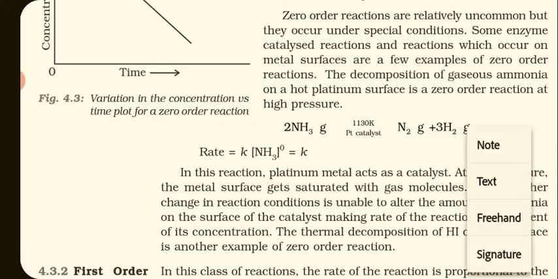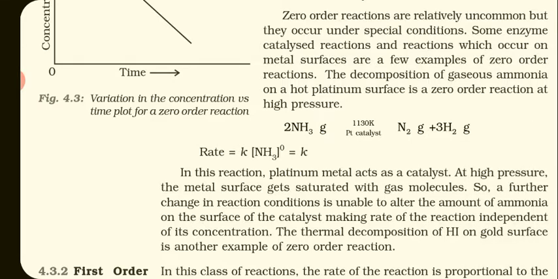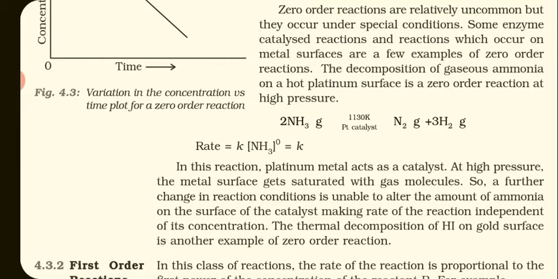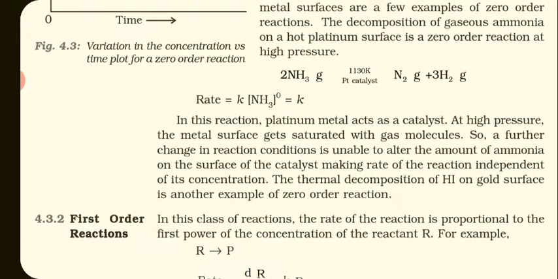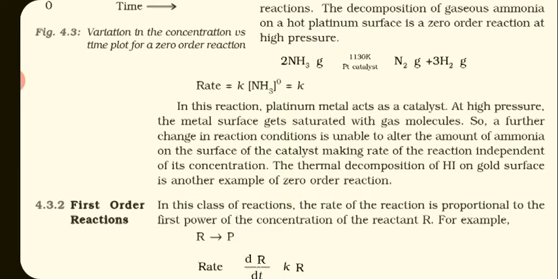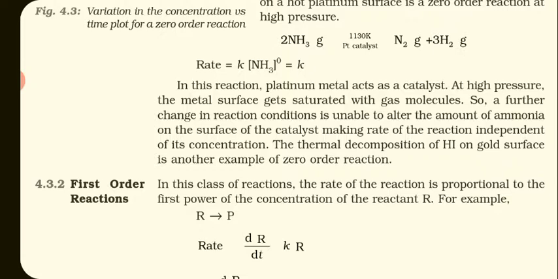Zero order reactions are relatively uncommon, बहुत कम होती हैं, but they occur under special conditions. Some enzyme catalyzed reactions, and reactions which occur on metal surfaces, are a few examples of zero order reactions. The decomposition of gaseous ammonia on a hot platinum surface is a zero order reaction at very high pressure. 2NH3 gas at 1130 K, which is quite a high temperature, in presence of platinum catalyst is converted into nitrogen and hydrogen gas.